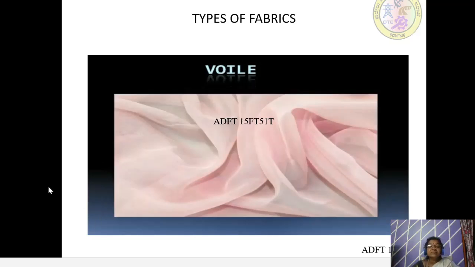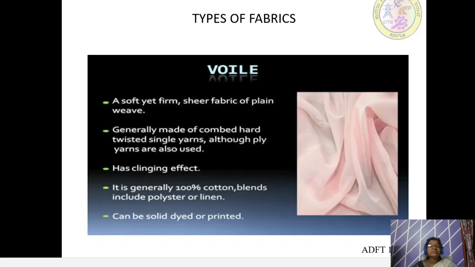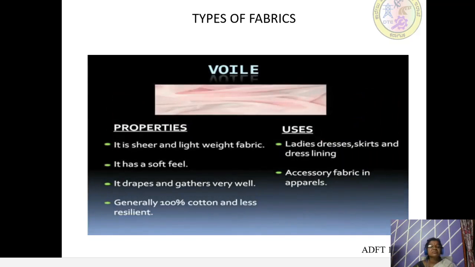Voile fabric. A soft yet firm, sheer fabric of plain weave, generally made of compact hard twisted single yarns, although ply yarns are also used. As a clinging effect, it's generally 100% cotton. Blends include polyester or linen, and it can be solid dyed or printed. Properties: it's a sheer and lightweight fabric. It has a soft feel. It dries and gathers very well. Generally 100% cotton and less resilient. Uses: ladies' dresses, skirts, and dress lining. Accessory fabric in apparel.